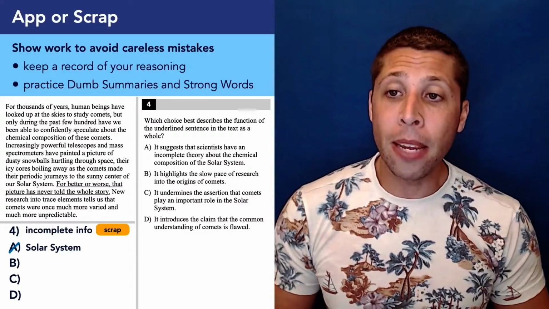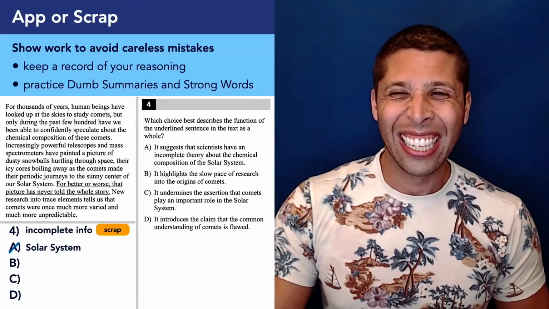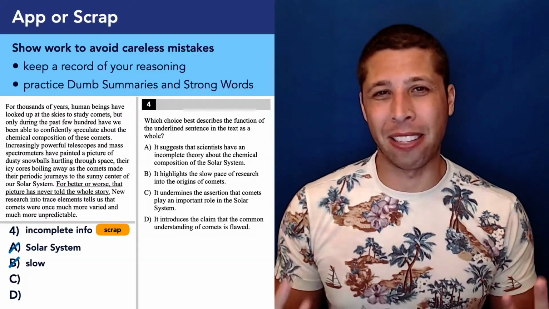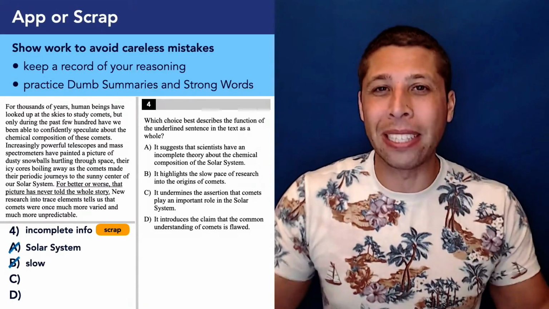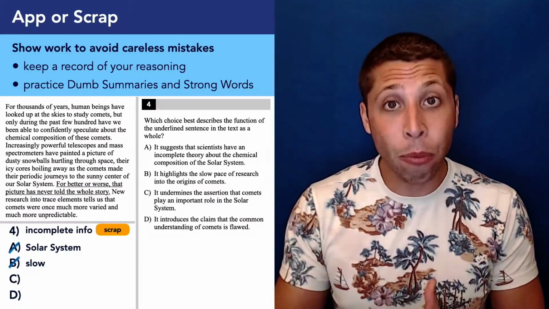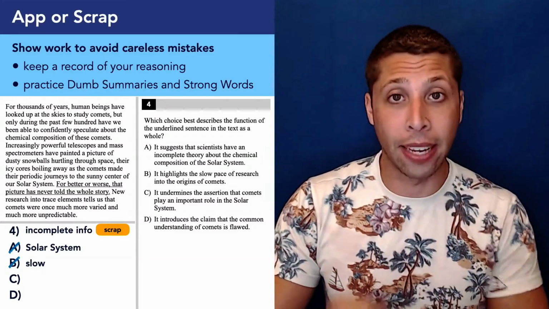Now looking at B, it highlights the slow pace of research into the origins of comets. Well, it does say it took several hundred years, but I don't think that's the main point. They're not really making a big deal about how slow it was. It's just kind of them telling the story. So that word bothers me. I would cross out that answer choice on my scrap paper as I go.